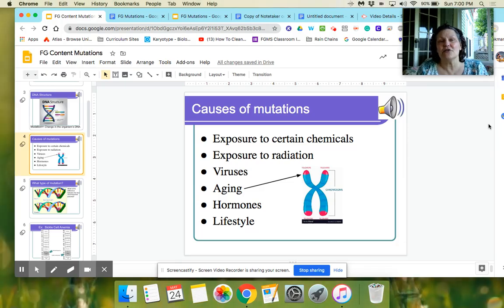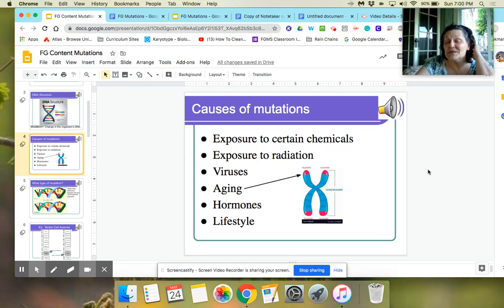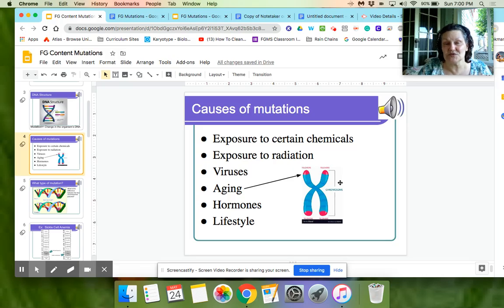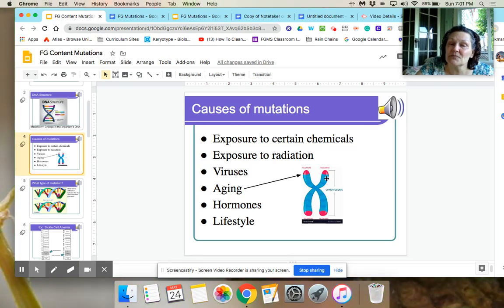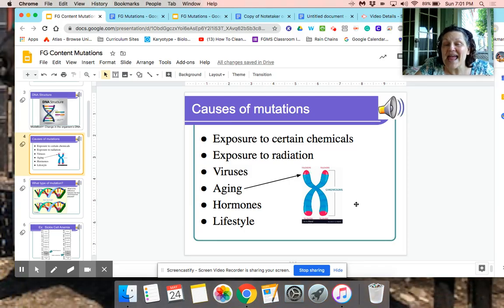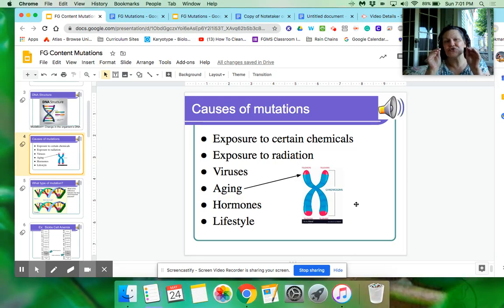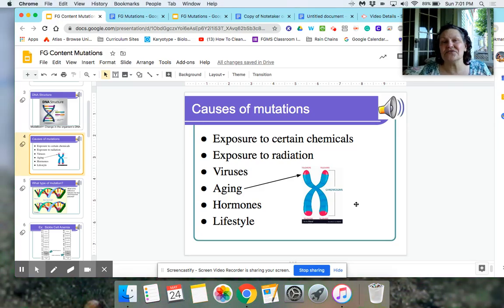Aging in and of itself causes genetic mutations. When you think of DNA, very often you think of the double helix, but if it's in a cell that is duplicating, it looks like chromosomes. This is what a chromosome looks like. The chromosomes have these little parts on the ends called telomeres. As the cell ages, those telomeres on the end become shorter and shorter and shorter. Is that a change in your DNA? Yep. So that is considered a mutation.